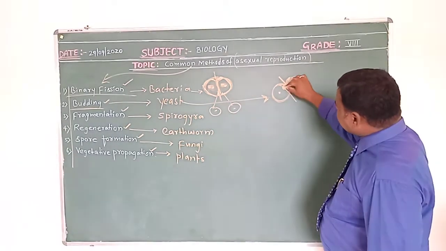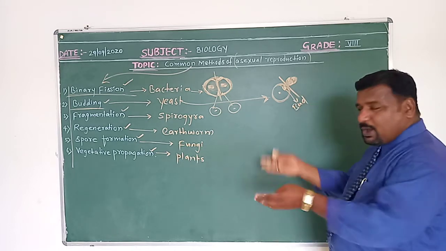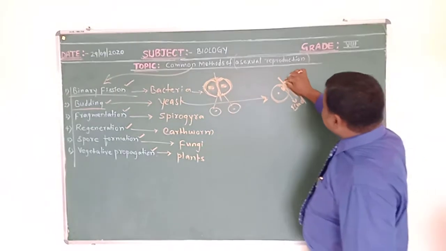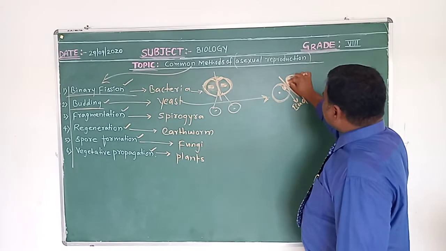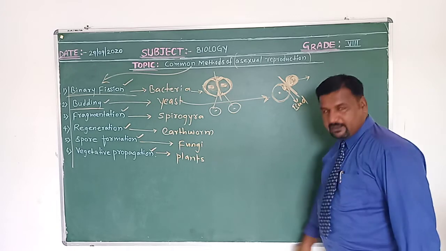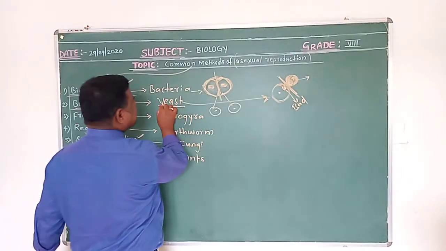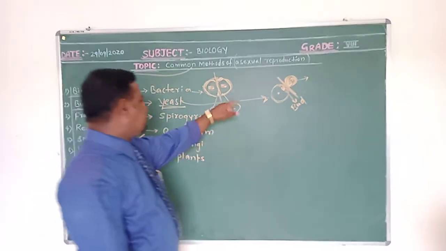This keeps on growing. This we call a bud. The bud keeps on growing and becomes bigger and bigger day by day. Once it is fully grown, it gets detached from the parent cell and starts living independently. This we call budding. So organisms like yeast cells reproduce by this method.